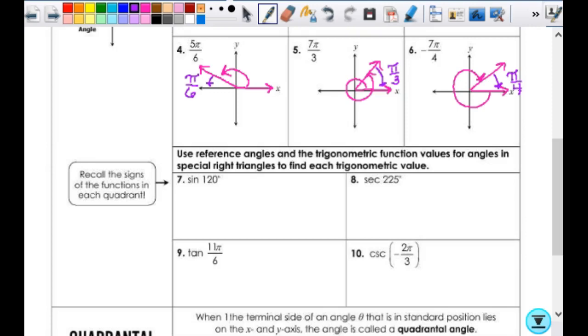But regardless of what quadrant you land in, if it's a third, it's pi thirds. That's your reference angle every time. Okay? Easy enough? It's really not that bad.